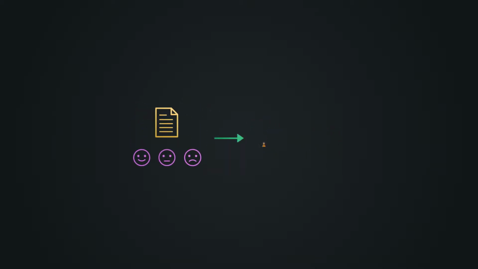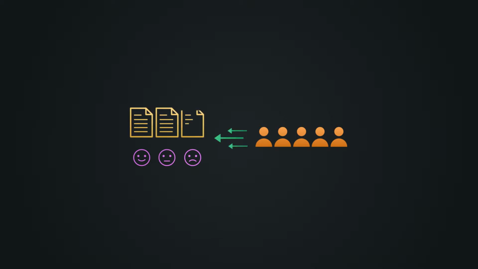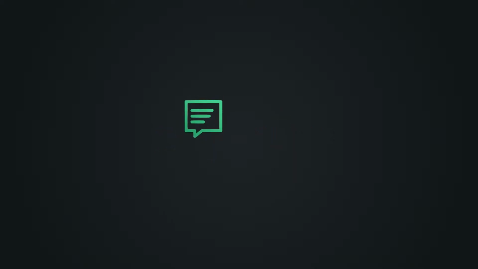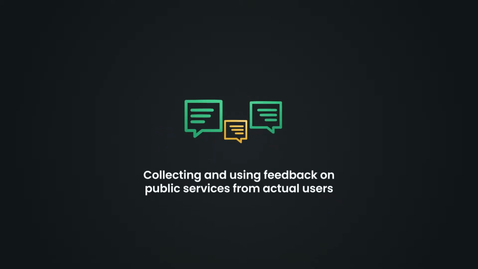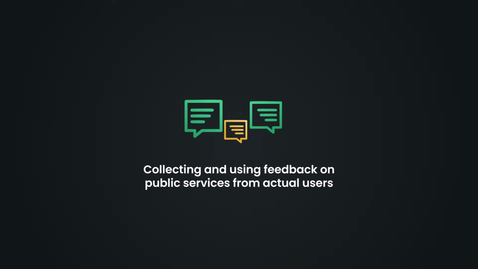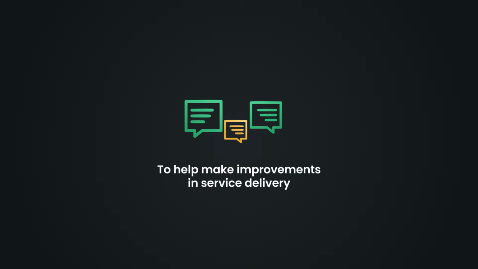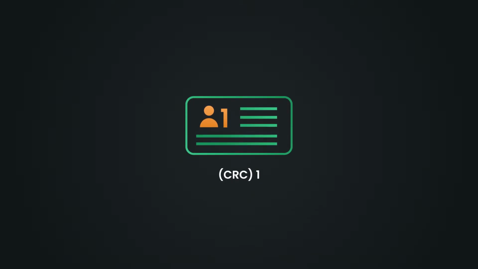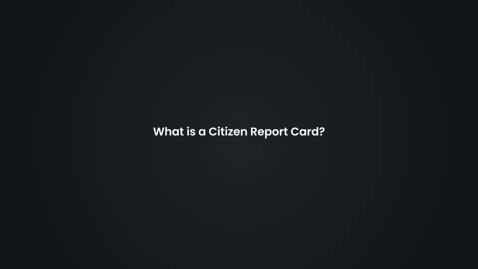User satisfaction or feedback, along with governance, assumes significance in the context of providing public services and the growing needs of the people. Traditionally, policymakers have perceived users' issues to be outside the ambit of governance. The CRC methodology involves collecting and using feedback on public services from actual users to help make improvements in service delivery. A tool now popularly known as the Citizen Report Card, CRC, provides a possible starting point for citizens and governments. What is a Citizen Report Card?